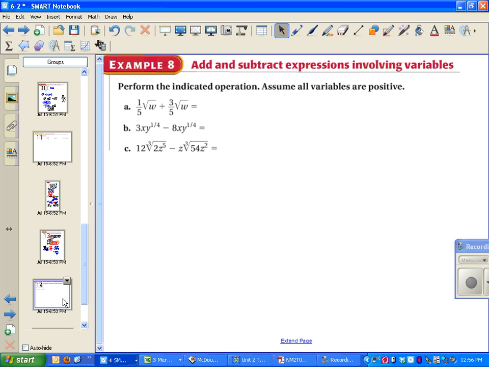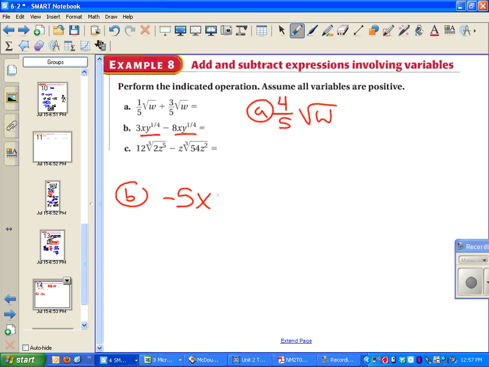So for part A, we have the same index and the same thing under the radical. And I also have common denominators, which is nice. So I keep the common denominator, and 1 plus 3 is 4, and my label is the square root of w. So that's part A. Part B, I also have the same thing. It's xy to the 1/4 power. That would be x to the first times y to the 1/4. And so 3 minus 8 would be negative 5, and my label is x times y to the 1/4 power.